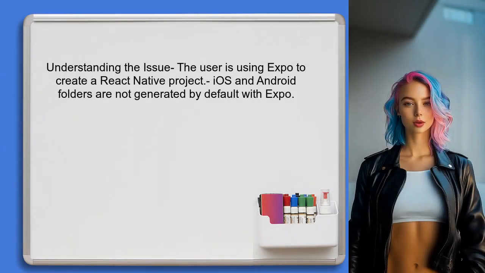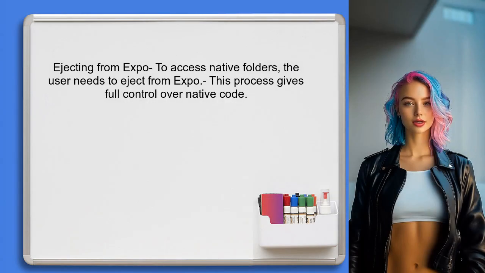To address the user's issue, the first step is to understand that the user is likely using Expo to create their React Native project. When using Expo, the iOS and Android folders are not generated by default. If the user wants to access the native iOS and Android folders, they need to eject from Expo. This process is called ejecting, and it allows the user to have full control over the native code.